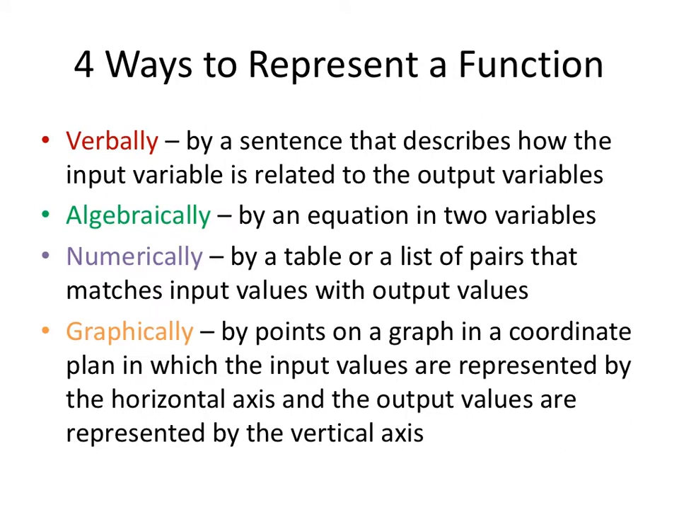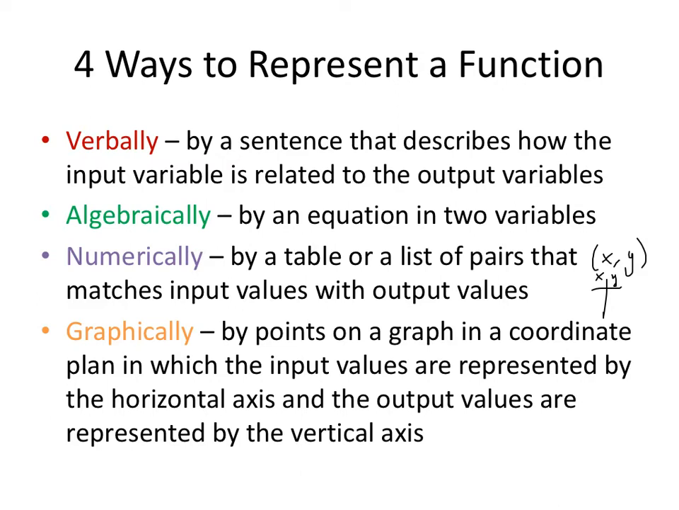We have four different ways to represent a function, and we've talked about this before. Verbally, that's by a sentence that describes how our input variable is related to our output variable. Sometimes this is like a word problem or a situation or that type of thing. We can also describe things algebraically, and that's with an equation in two variables. So f of x equals 3x plus 2 or something like that. Numerically, that's by a table or list of pairs that matches input variables and output variables. And what I'm thinking here is either coordinate pairs, x comma y, or a table of values like that.